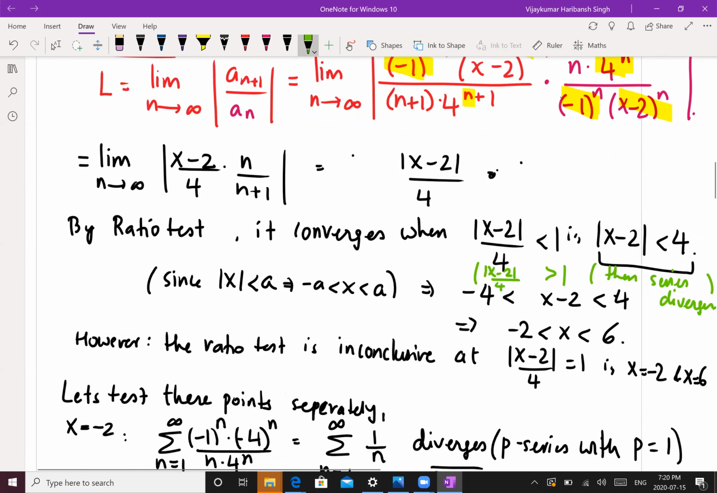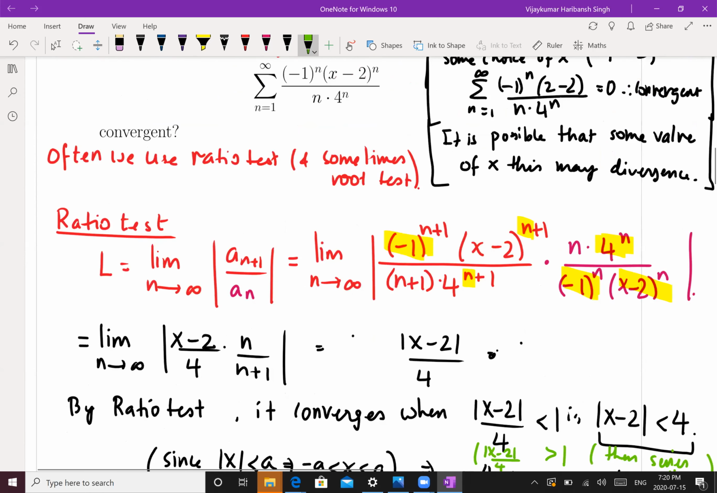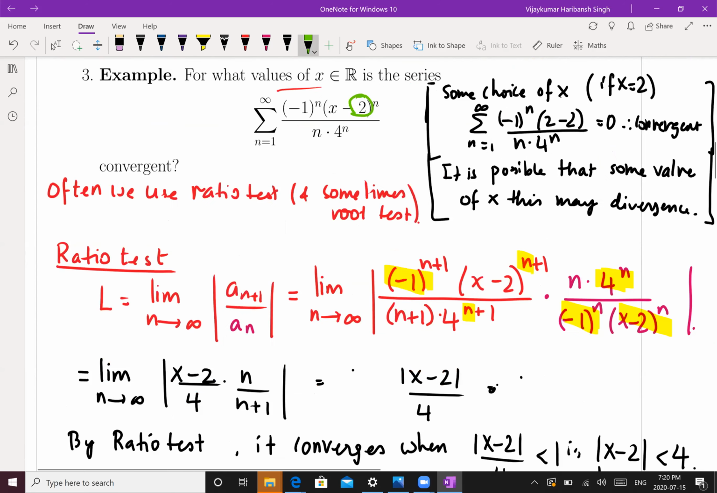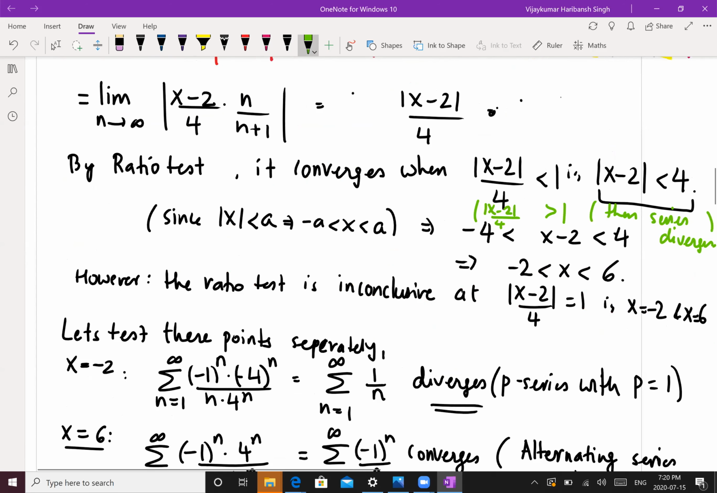So first of all, what is the center of the series? The center of this series is 2, right? So in this case, this 4 here will be called, we'll see that soon, the radius of convergence.